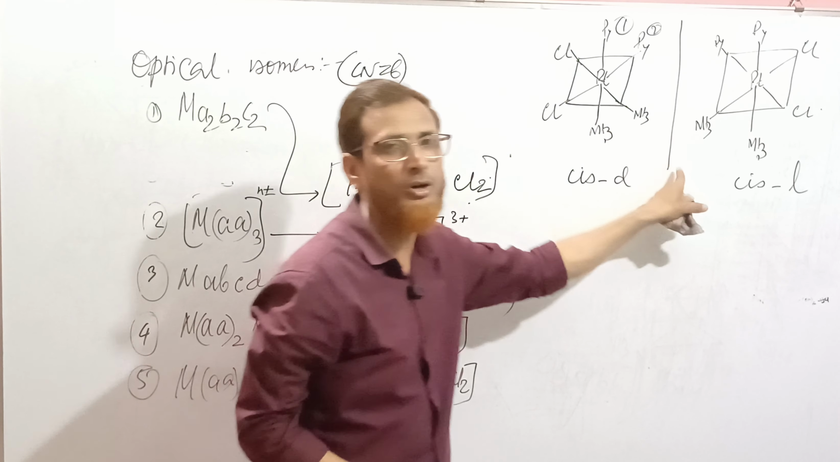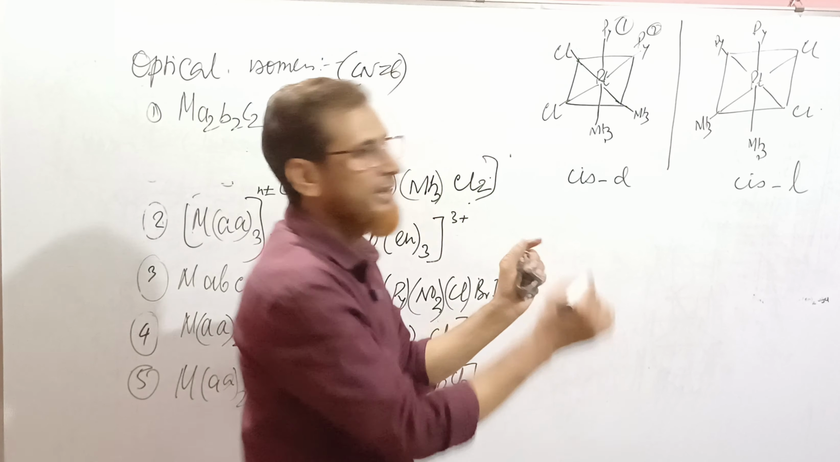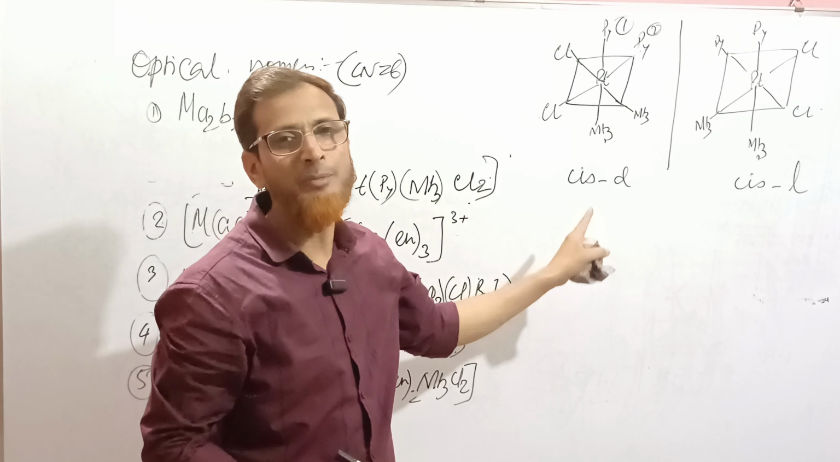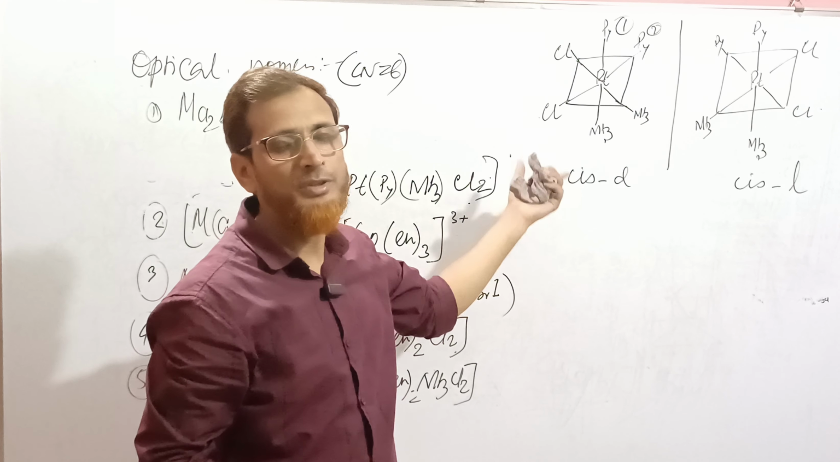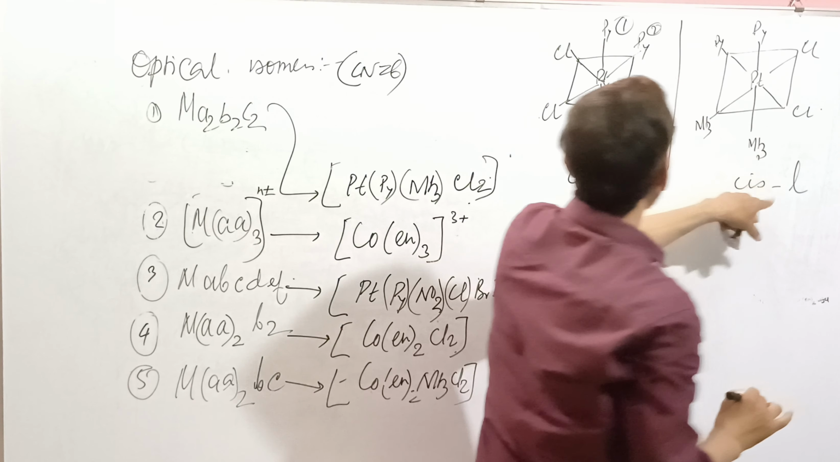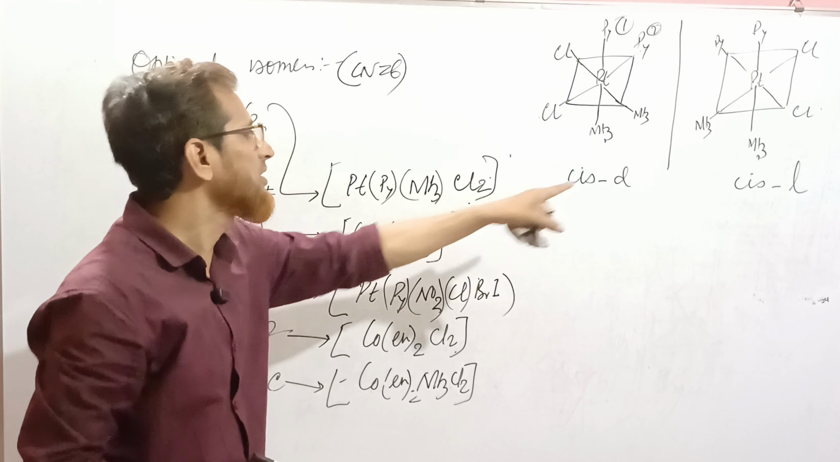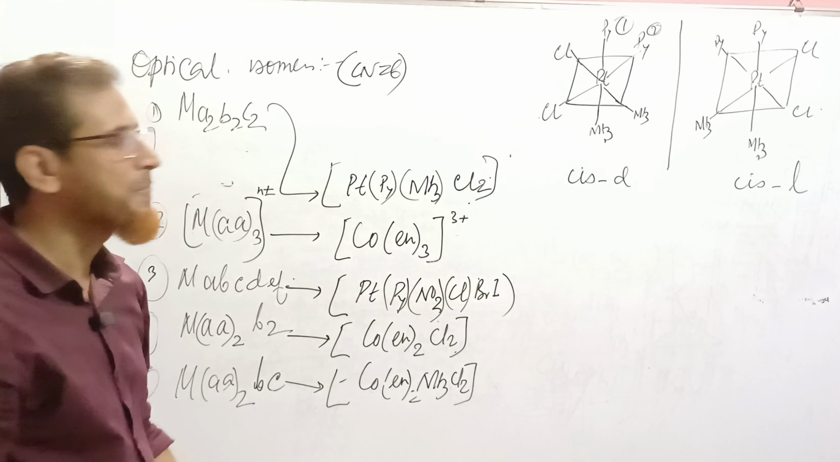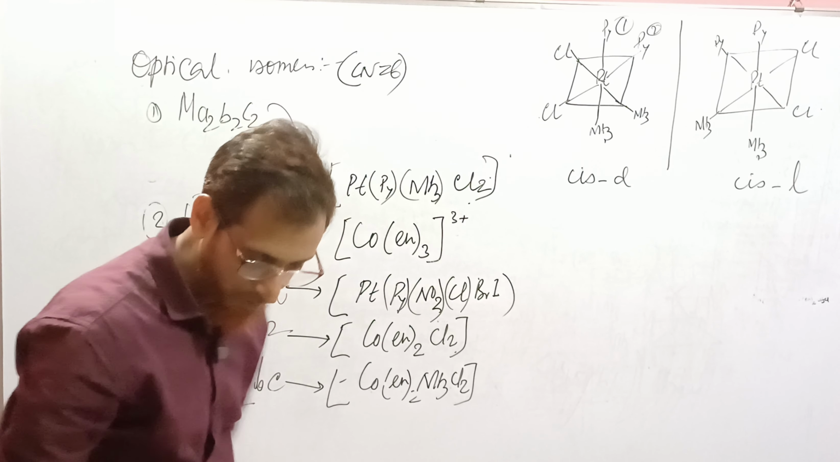So when I place a mirror and take the image, there will be a change of side. The side change means PY has come to this one, ammonia has come to this one, and chlorine has gone to the other side. But top and bottom will remain the same in the mirror. It is the rule of the mirror, you know it. So top and bottom are the same, and the side change has occurred in this way. These are the two types of cis isomers, cis D and cis L. These two are non-superimposable mirror images.